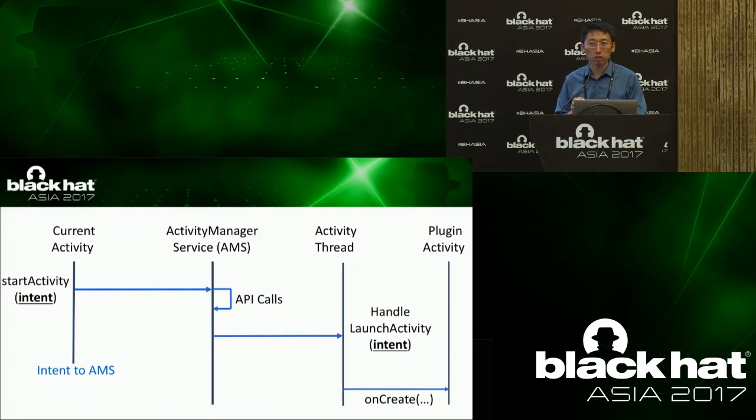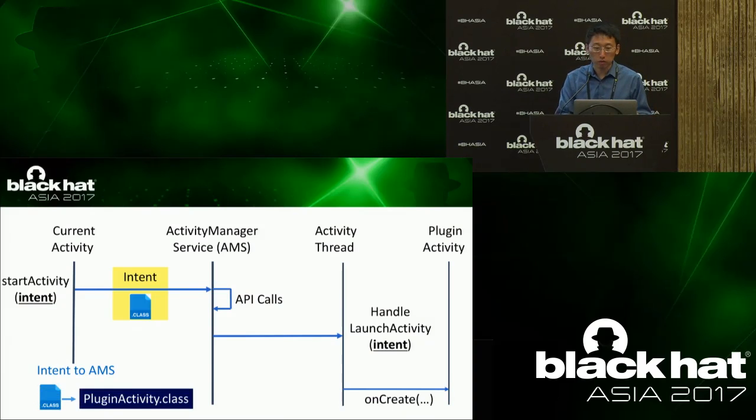So the current activity will invoke the startActivity function, which actually sends an intent to the AMS, and the content of the intent is the class of the plugin activity that we want to create. This intent will also be forwarded to the new activity thread, where the callback function handleLaunchActivity will parse this intent and extract a class from the intent. And at this place, this callback function will execute the code of that class.